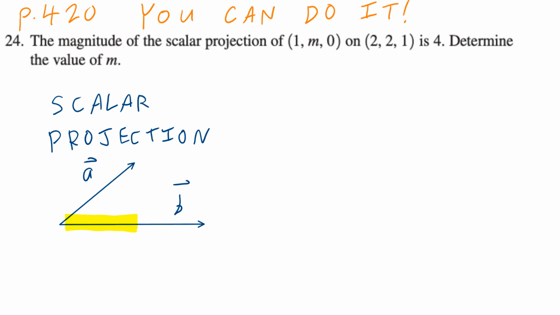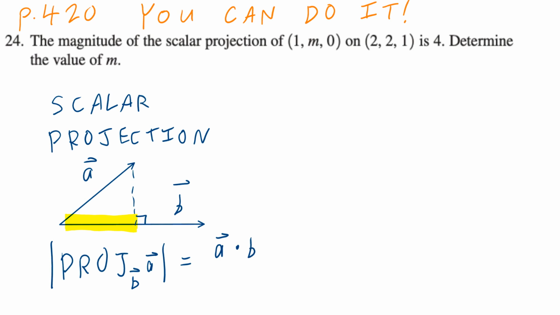Now notice this angle is going to be 90 degrees. So this yellow part that I'm highlighting for you, that's going to be the scalar projection of A on B, and you can write down the following. So in math, you write down projection, A on B means vector A goes there, subscript vector B. You put the absolute value sign to stand for the magnitude. Now this equals, in general, the vector A dotted into vector B divided by the magnitude of vector B.